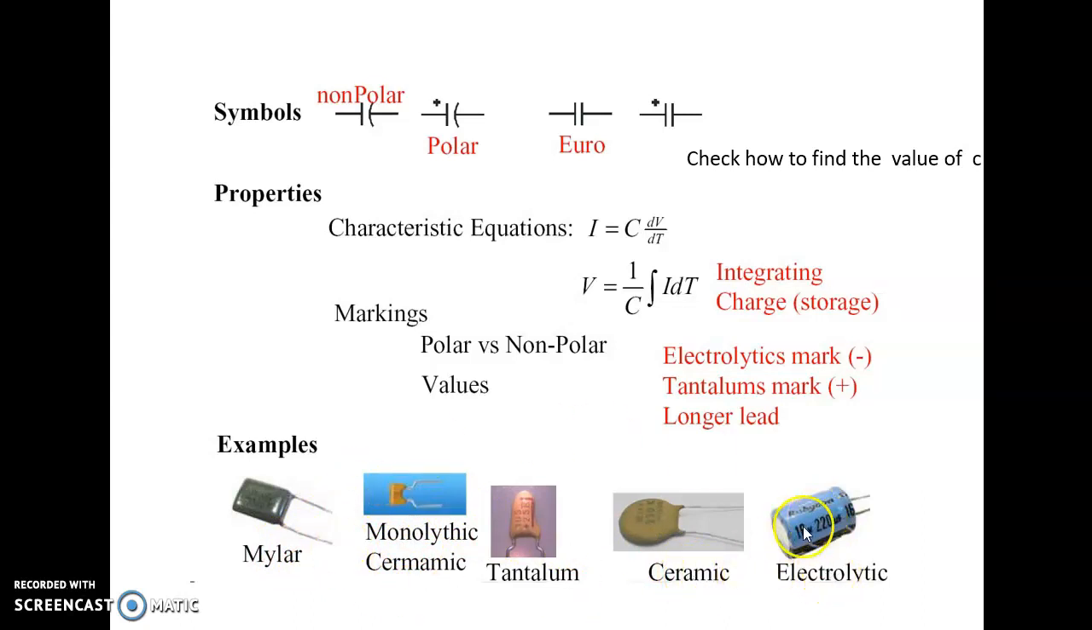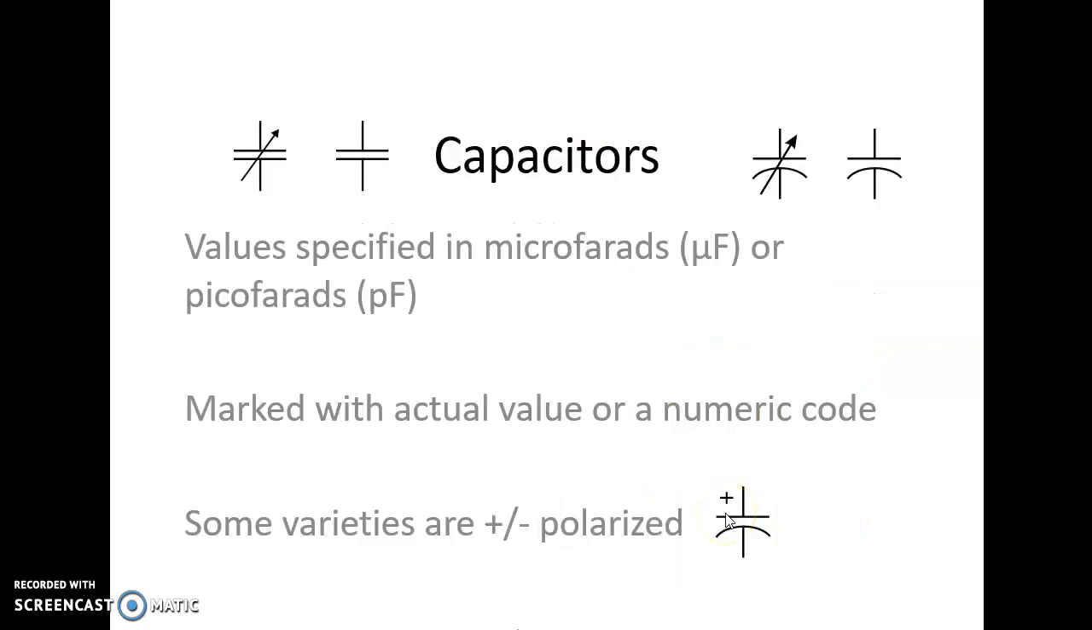See, out of these, the main difference between the electrolytic and the rest of the capacitors is that the electrolytic capacitor has polarity. So you can see this black marking. This black mark is nothing but what? The cathode of the capacitor. So, electrolytic capacitor.